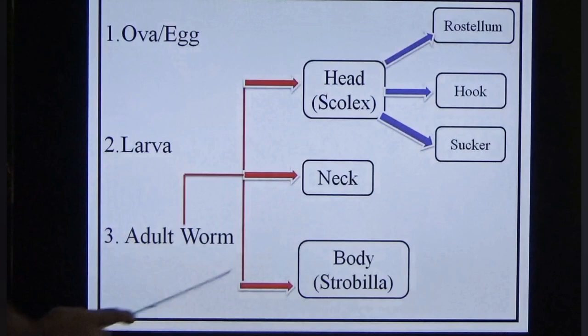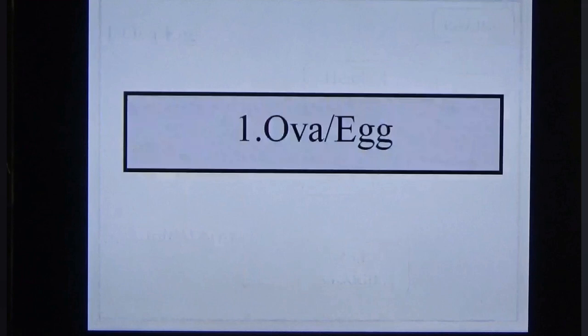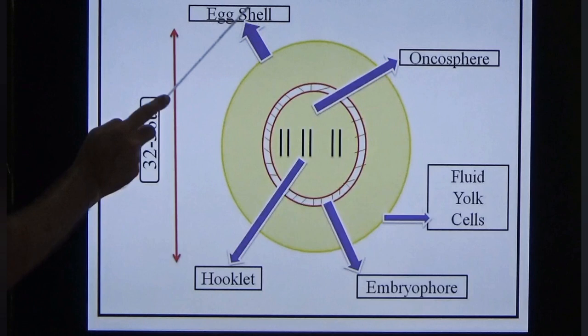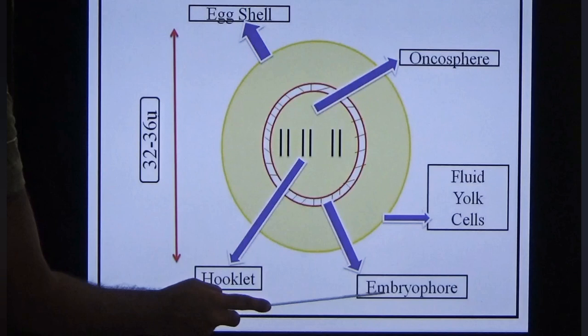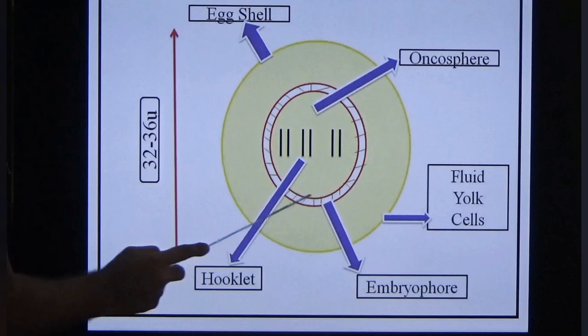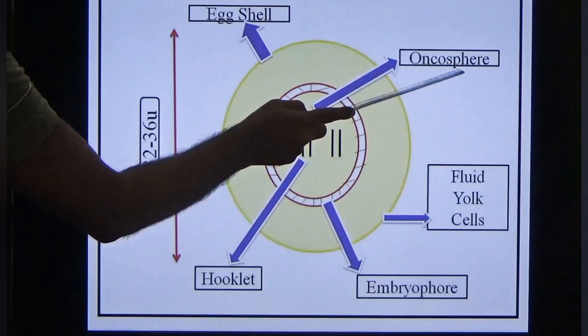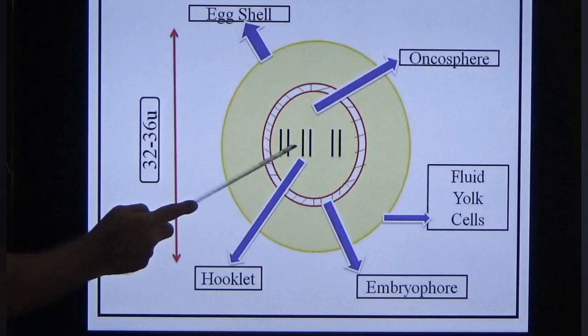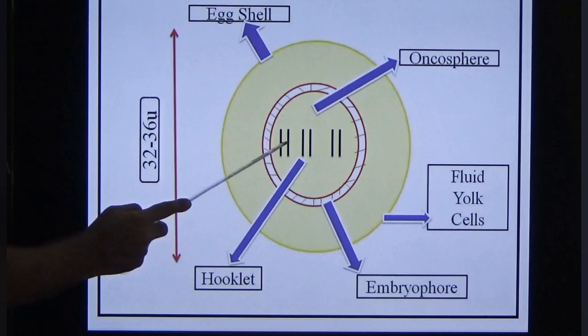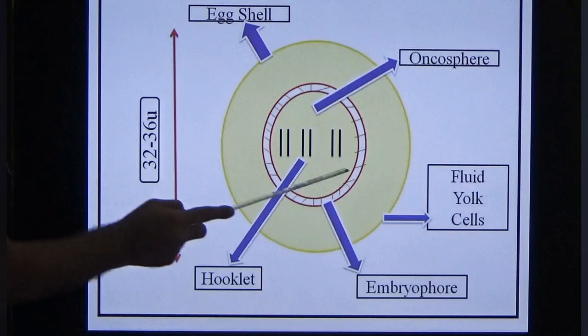Let us see about the ova. The ovum has two layers. One layer is known as the eggshell, another layer is known as the embryophore. The eggshell is thin, and the embryophore is a striated layer. Inside the embryophore, the embryo is called the oncosphere. Inside the oncosphere there are three pairs of hooklets, which is why we call it a hexacanth embryo. So there are six hooklets, and between the layers there is fluid.